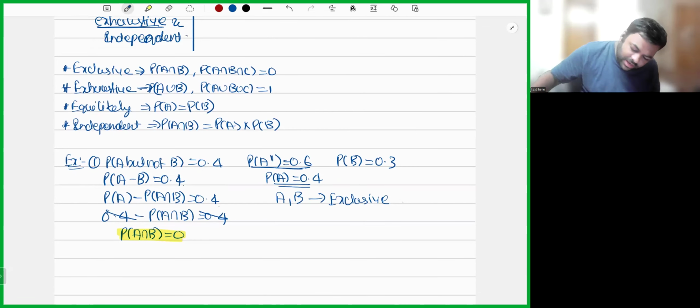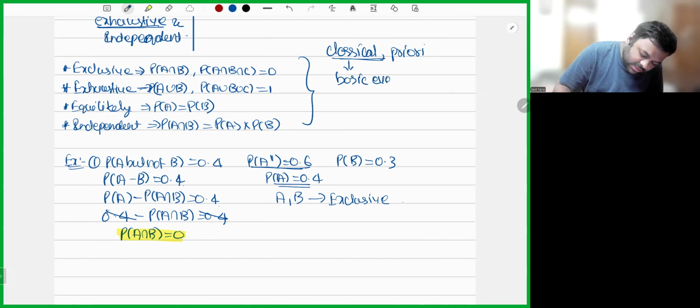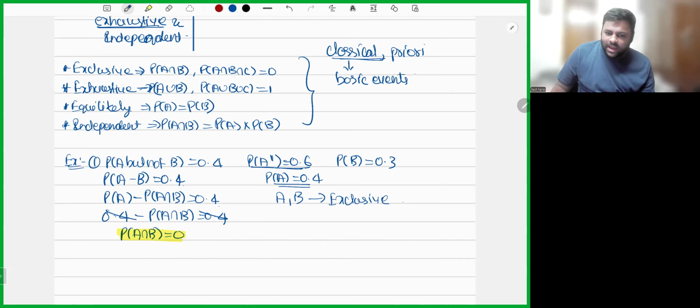Now, my dear friends, we are studying classical probability or a priori probability, right? In classical or a priori probability, it is said that all the basic events, basic events meaning the small events. When you are tossing a coin, head and tail is a basic event. When you are rolling a die, 1, 2, 3, 4, 5, 6 is a basic event. When you are picking a card from a pack of cards, getting a red card, black card, or getting a heart, club, spade, diamond, all these are basic events, my dear friends.